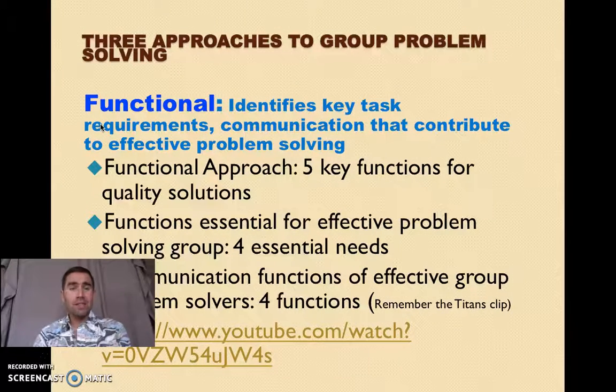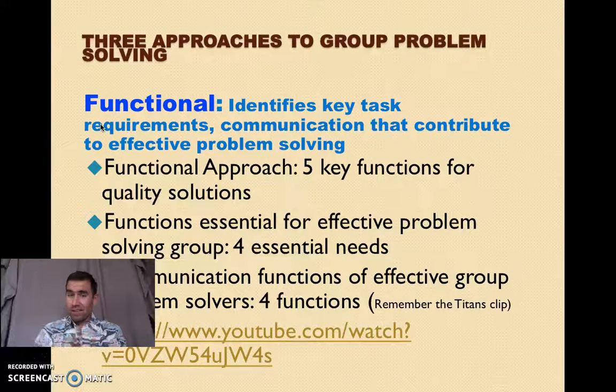Okay, then we also got the function essential for effective problem solving, and we got 4 essential needs for that. Network with group members in order to get effective information. Then there's also get skills and data. As well as that, we got generate and evaluate solutions. There is also manage relationships by listening, feedback, and negotiations.